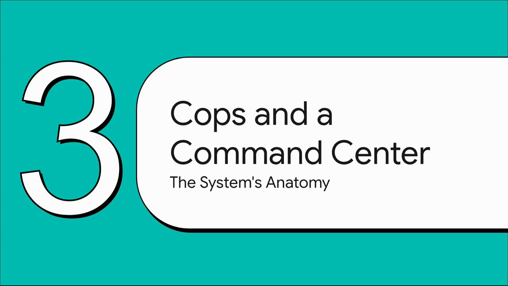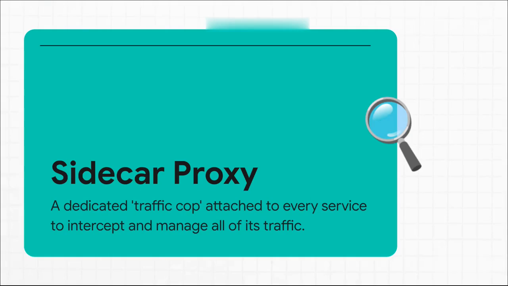Let's break them down. First up, we have the sidecar proxy. Now, this is a super lightweight little program that sits right next to every single one of our microservices. In our city metaphor, just imagine a dedicated traffic cop standing right outside every building. This cop, the sidecar, intercepts every single piece of data going in or out. It handles all the complicated rules of the road, like encryption, retries, and routing, so the app inside the building can just focus on its job.